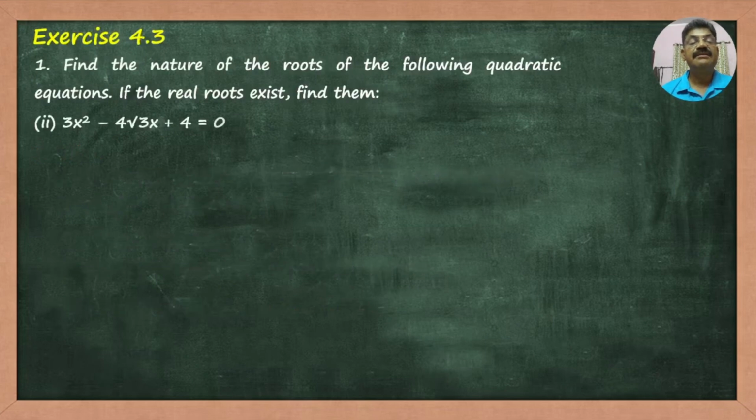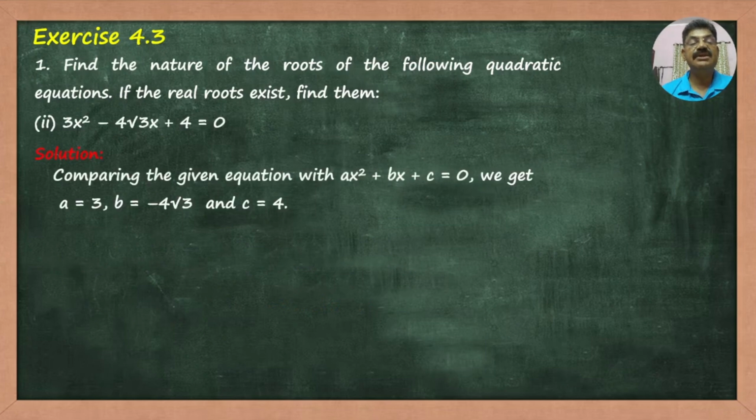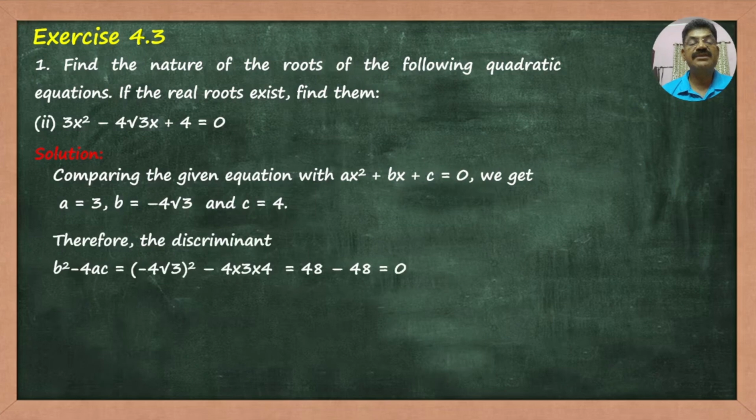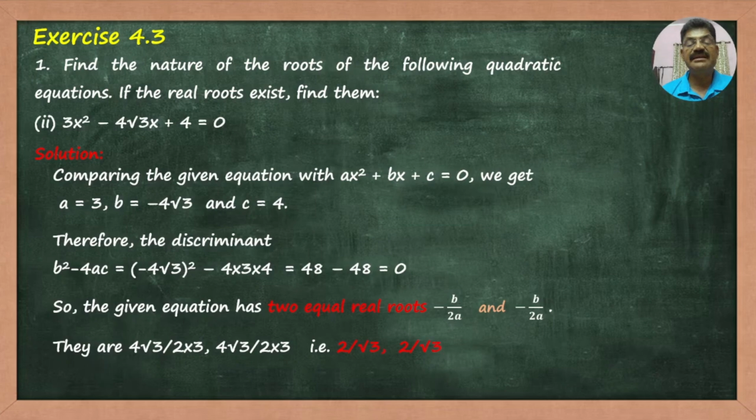Second problem, 3x² − 4√3x + 4. Therefore, here a = 3, b = −4√3 and c = 4. Discriminant b² − 4ac is equal to 0. Therefore, the given equation has two equal real roots and they are −b/2a, −b/2a. When you substitute the values, you get they are 2/√3, 2/√3.